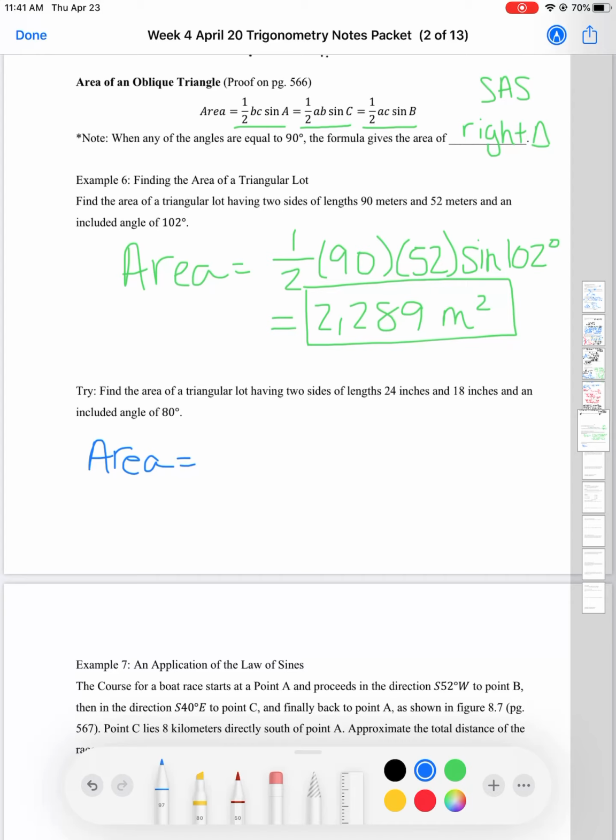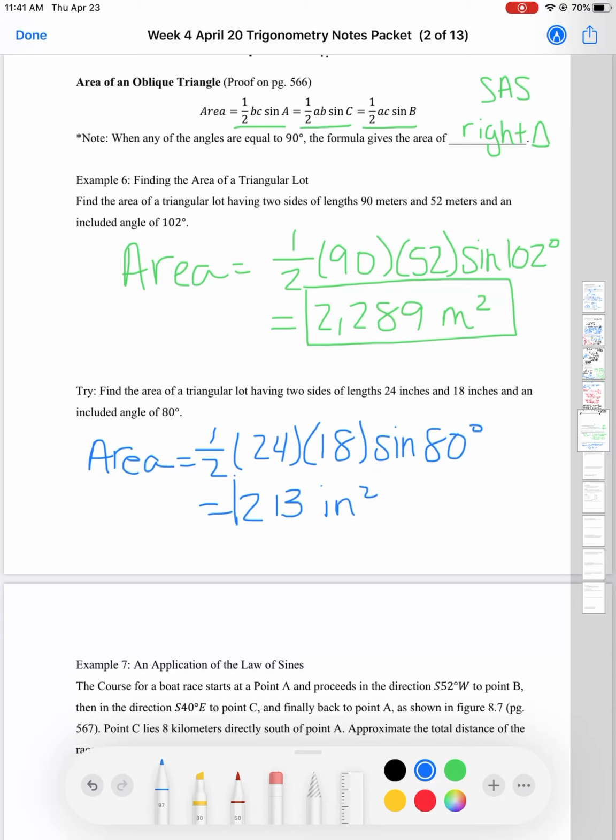Find the area of a triangular lot having two sides of lengths 24 inches and 18 inches. So for the area, our two side lengths are 24 and 18, and then the sine of our angle. So we just enter it in on our calculator and we get about 213 square inches. Since it's area, it's square inches.